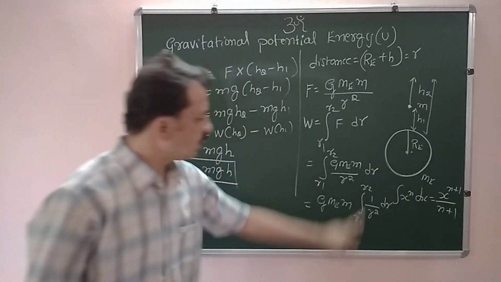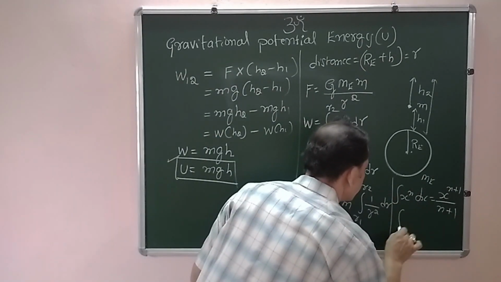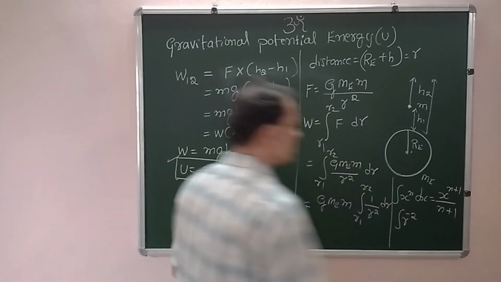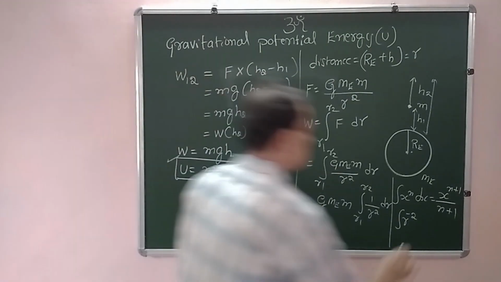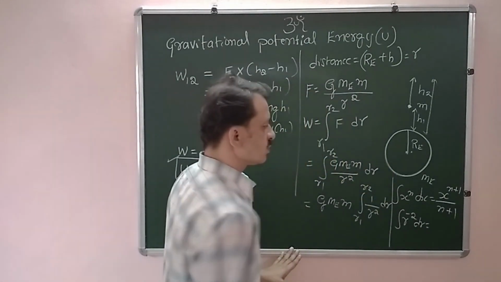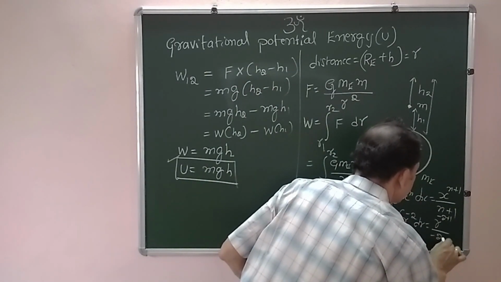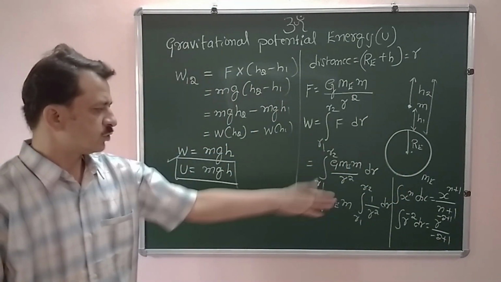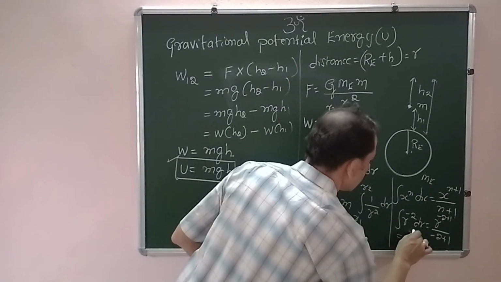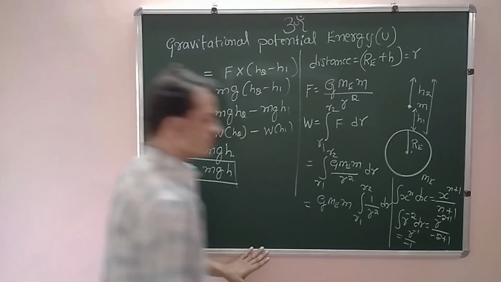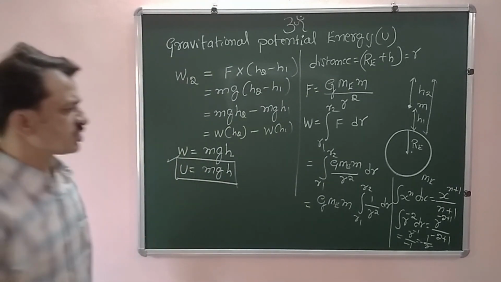By making use of this formula, 1 by r square, if I take r square to the numerator, what I am going to get here is integral r to the power of minus 2, because r square is in the denominator, with respect to dr. If you use this formula, it is minus 2 plus 1 divided by minus 2 plus 1. If you simplify that, it is r to the power of minus 1 divided by minus 1, or it can be taken as minus 1 by r. That is the integration.